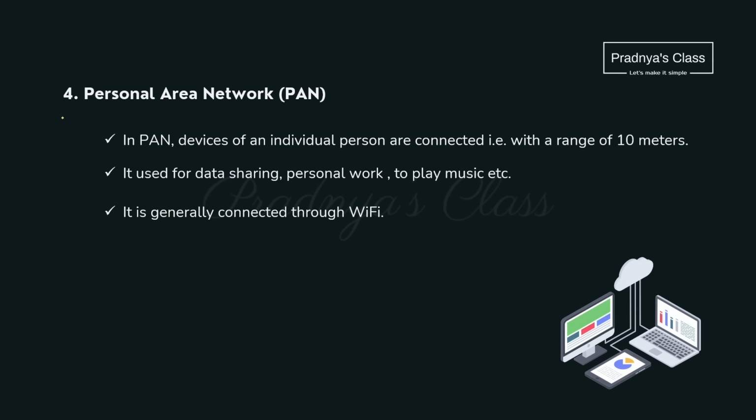Moving ahead to the fourth one, that is PAN, personal area network. When we connect the devices to each other within our home, it is the example of PAN. You can connect it through Bluetooth, USB or Wi-Fi. The range we can say 10 to 15 meters. We may get 2 marks question based on this topic. Now we know types of network: LAN, MAN, WAN, PAN.